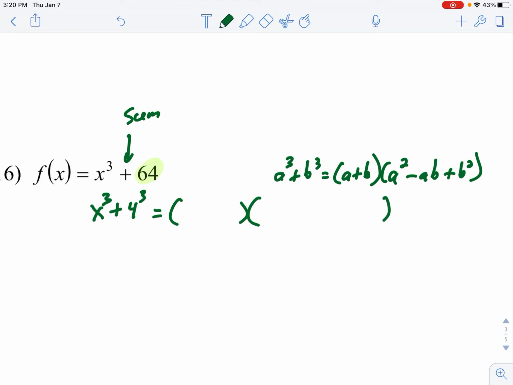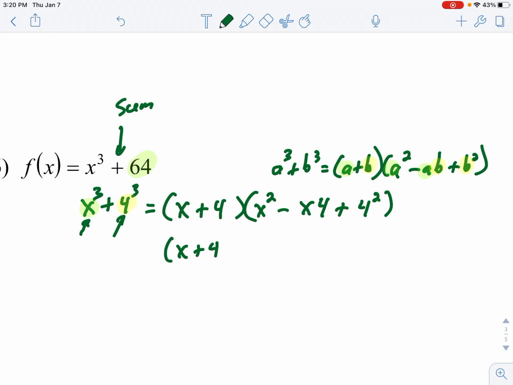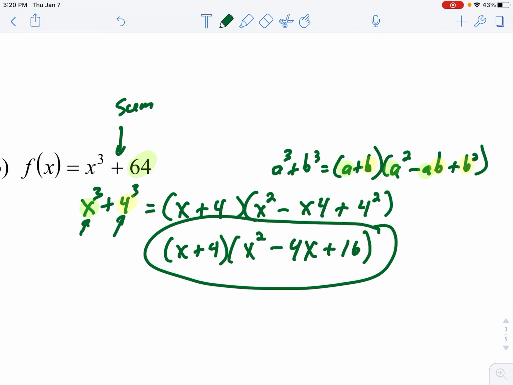Okay, so everywhere in the formula that you see the letter a, I'm going to write an x. And here, I'll color code it. Everywhere in the formula you see a letter b, I'm going to write a 4. So here goes. x plus 4, x squared minus x4 plus 4 squared. See that? Everywhere there's an a, I put the letter x. Everywhere there's a b, I put a 4. Now all you have to do is some basic simplification, like x4 is really 4x, and 4 squared is really 16. And then that's it. That's your answer.